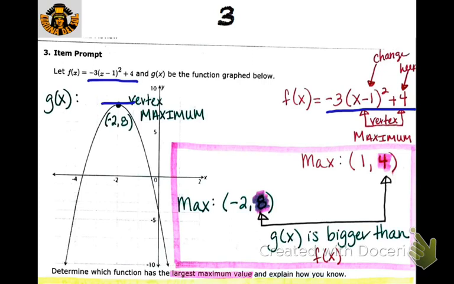And so the vertex is the h, k, so it's the 1 and then the 4. And so that tells us that 4 is the highest that one gets. And we know that's the highest that it gets because it's a parabola that opens downward because of the negative sign. And the highest that it gets is whatever the y-coordinate is of the vertex. So that's 1, 4. So clearly the g of x one here has that larger maximum value.